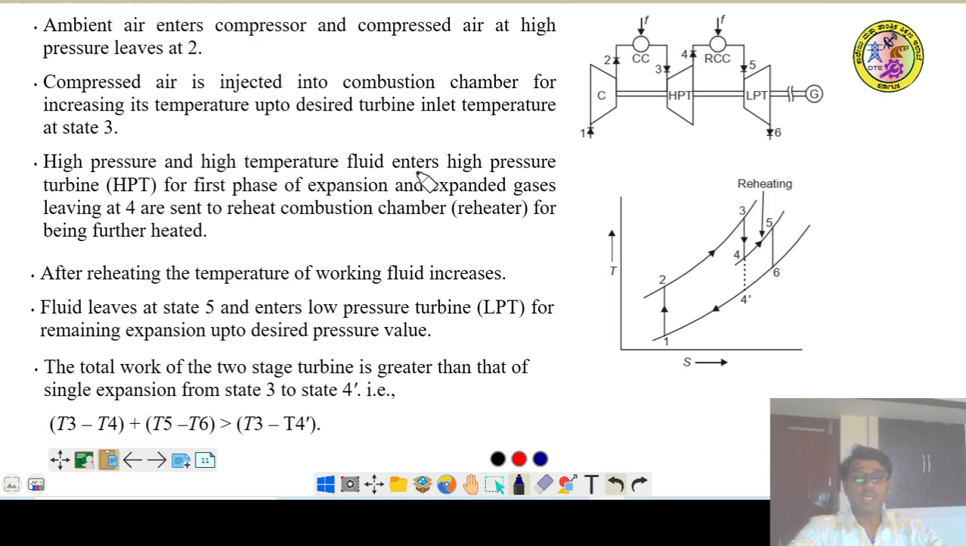The total work done in the two stage turbine is greater than in the single stage turbine. If it is using a single stage turbine, the expansion takes place from state 3 to 4 dash. If I use a two stage or multi stage turbine, then expansion takes place from 3 to 4 once, and next 5 to 6. So the total work done is given by T3 minus T4 plus T5 minus T6, which is greater than T3 minus T4 dash.